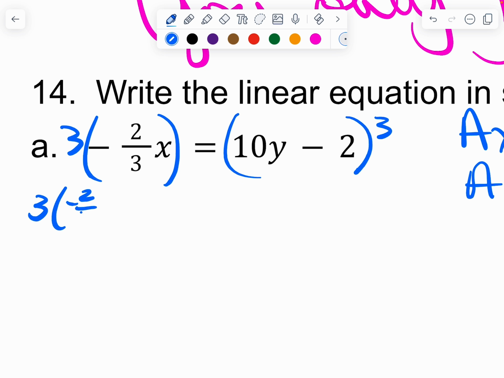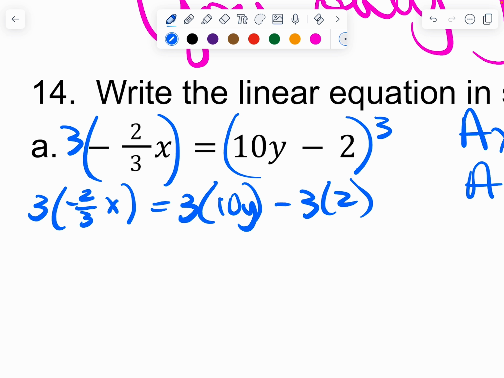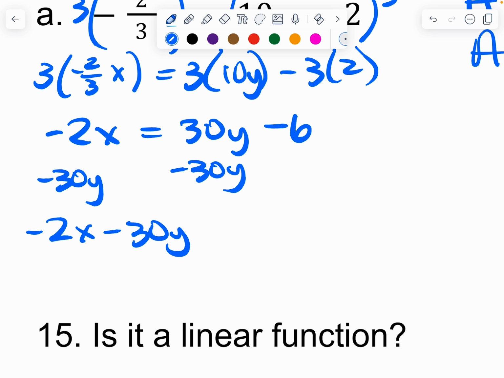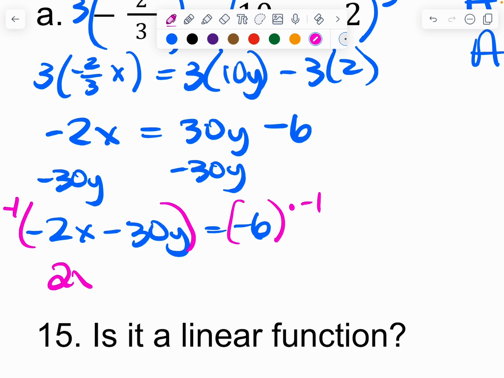3 times negative 2/3 x equals 3 times 10y. 3 times negative 2. So this is going to give me negative 2x equals 30y minus 6. I've got to get the variables on one side, so I'm going to subtract 30y, get negative 2x minus 30y equals negative 6. We said that we can't have a negative number as the a value, so we're going to multiply by negative 1. And I'm going to get 2x plus 30y equals 6.